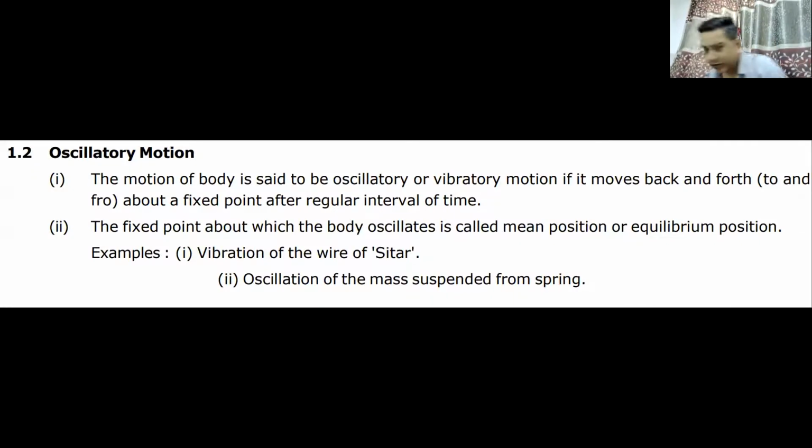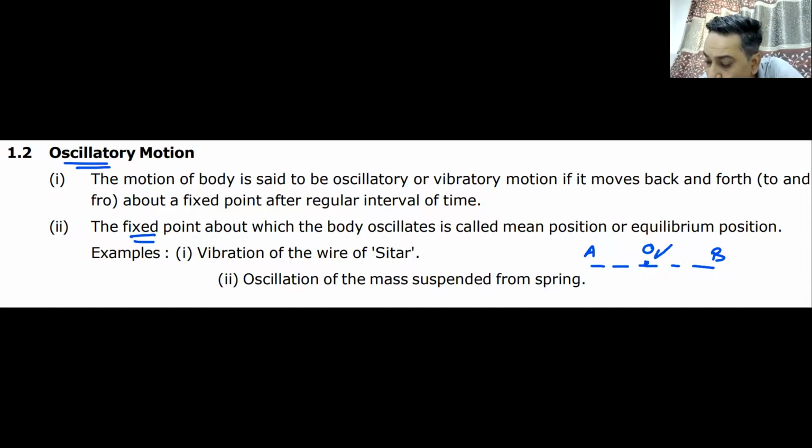If you have understood the meaning of periodic motion, then you can understand what oscillatory motion is. Oscillatory motion is very simple. In oscillatory motion, what happens? A particle moves about a fixed point. For example, if this is point O and a particle is moving like this, it goes from A to B, then B to A, then A to B, then B to A. This motion is known as oscillatory or vibratory motion.